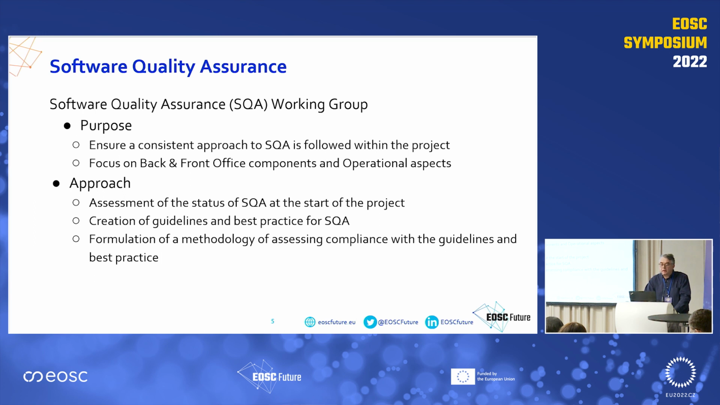So the approach of the working group was to sort of baseline the status of SQA within the project, and we did that by running a survey at the start to see what the level of knowledge and implementation of SQA practices was. We created some guidelines and best practice notes and disseminated them within the project. They're available on the internal wiki pages, and we paid particular emphasis to the areas that the survey showed us there was most interest in, which was documentation as code, continuous integration and testing, and continuous deployment.